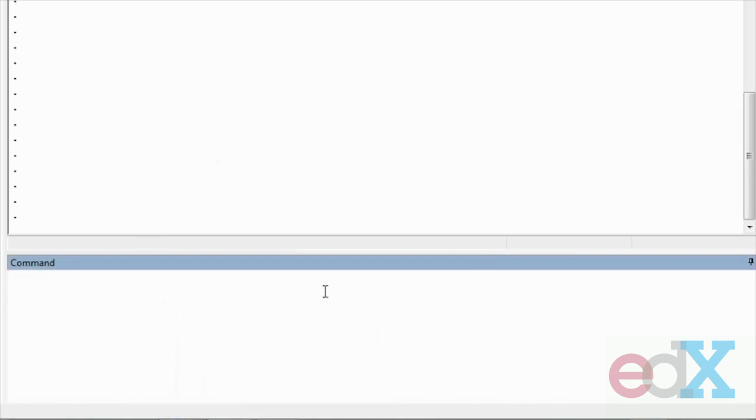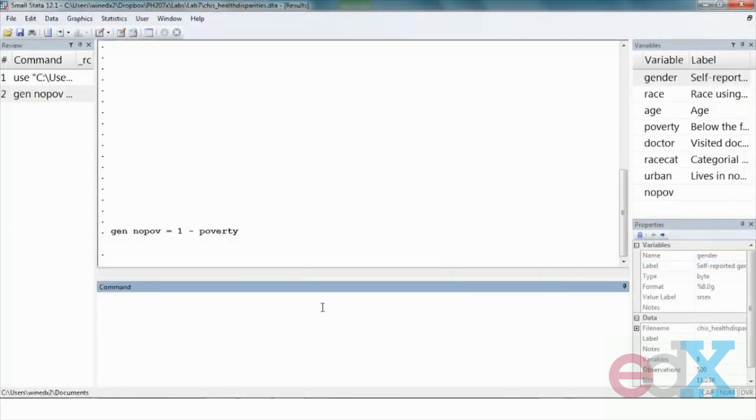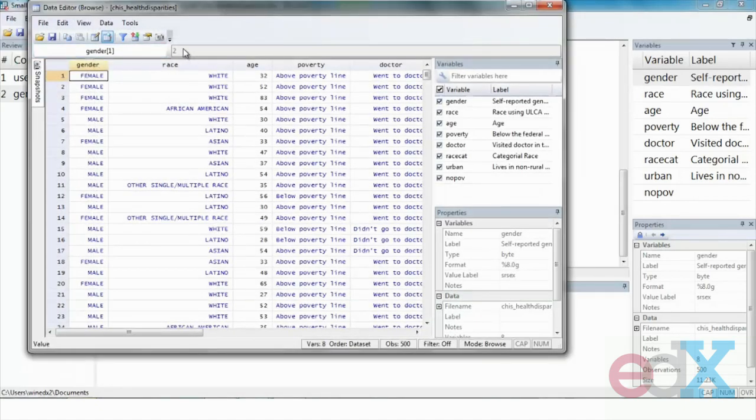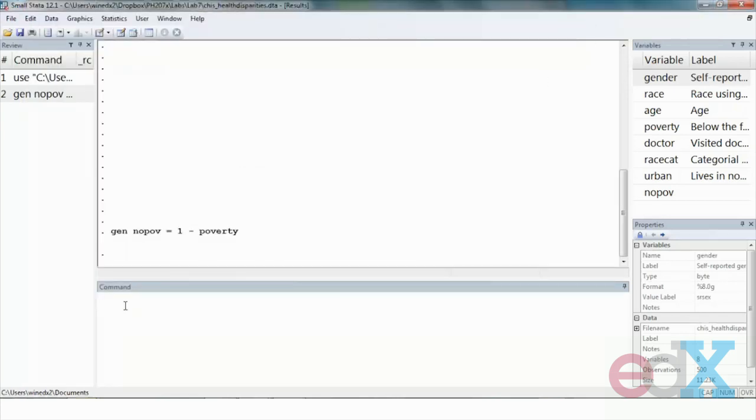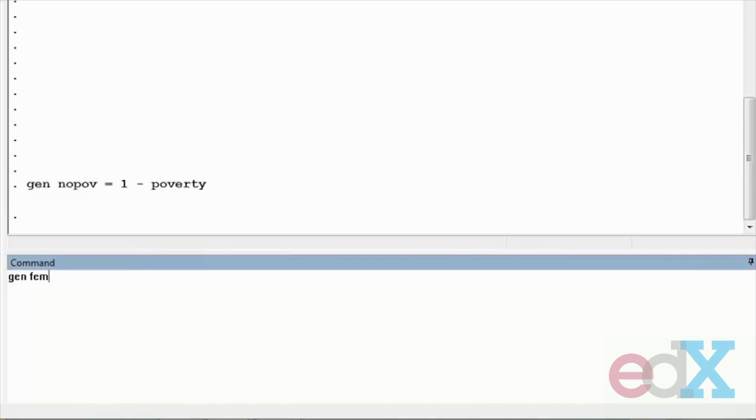Before fitting the model, we first need to generate some covariates. As in the previous tutorial, we need to generate NOPOV, which is equal to 1 minus poverty. It's an indicator of whether someone is above the federal poverty line. Next, this is a good trick for when you're coding things. We have this variable gender, but we don't know whether someone is male or female. If we browse the data set, I can see that females have the value of 2, males have the value of 1. So that makes things kind of weird. It would be a lot easier if I just generated a covariate called female that's equal to 1 if someone is female. To construct such a covariate in this case, I just need to take gender and subtract 1.